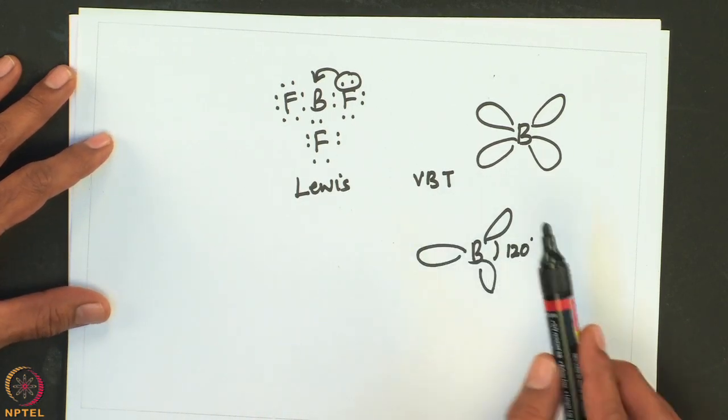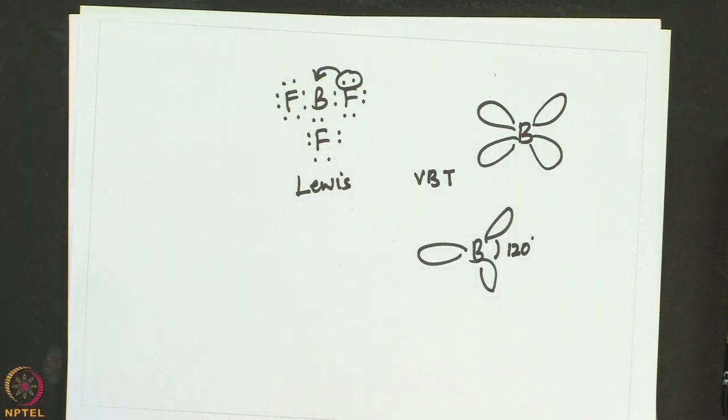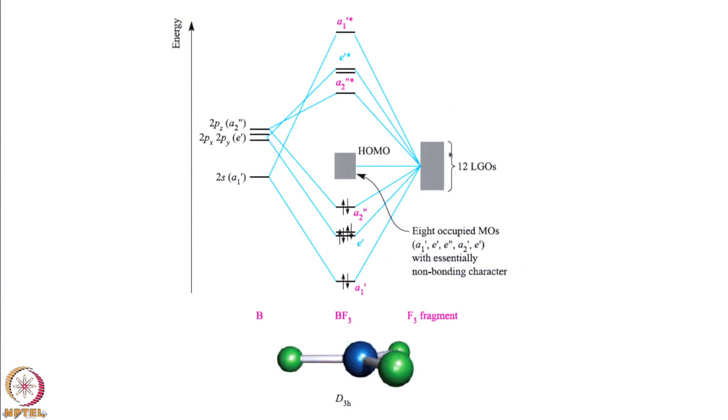Then how do we write the MO diagram? The MO diagram is shown here. Essentially we have 12 ligand group orbitals, that means 3 fluorine atoms are giving 21 electrons, and then 3 electrons are coming from boron. So in total we have 24 electrons. Out of 24 electrons, 6 electrons are essentially used for making 3 boron to fluorine bonds. And this one, whatever I have shown here, is responsible for making p-pi-p-pi interaction to remove a little bit of the electron deficiency.